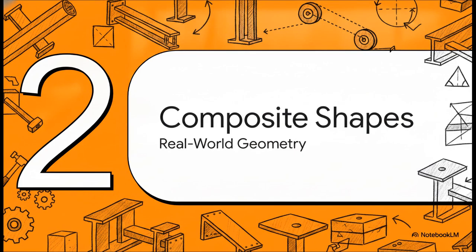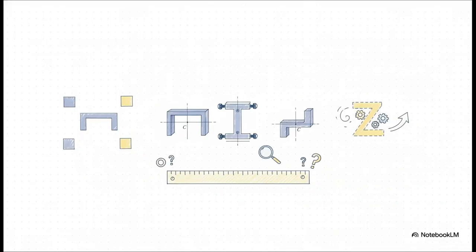Moving right along to Section 2, tackling composite shapes. Let's get into some real-world geometry. Because in reality, steel beams and concrete columns aren't just generic, simple blobs. They're rarely a single C-channel. Usually they're much more complex, composite shapes, like a Z-section, made up of several regular geometric pieces that are fastened, welded, or rolled together.